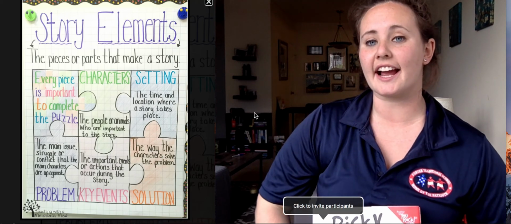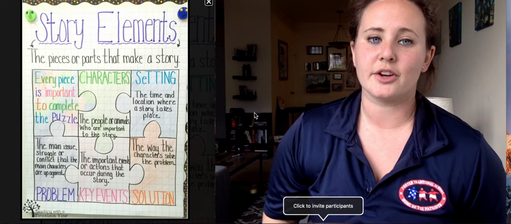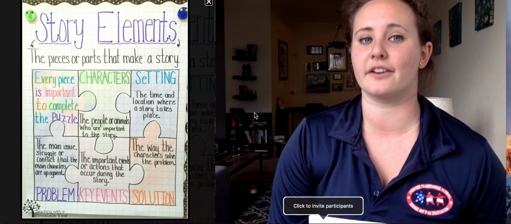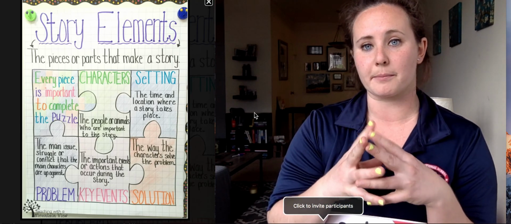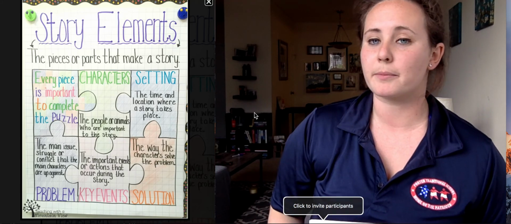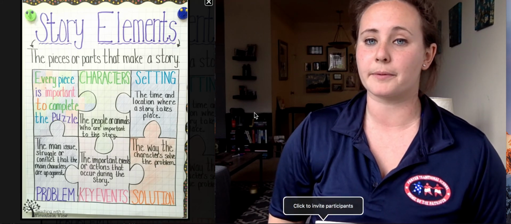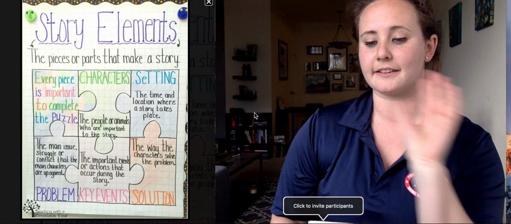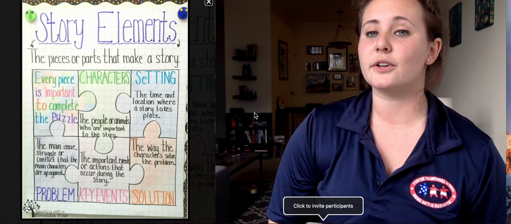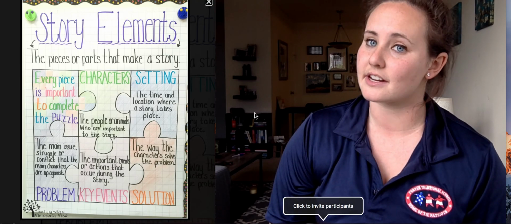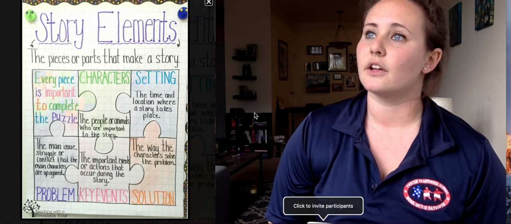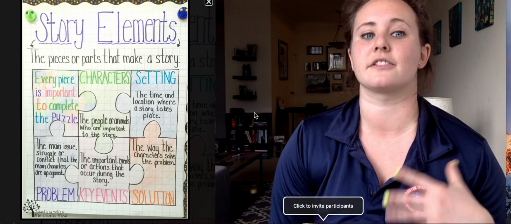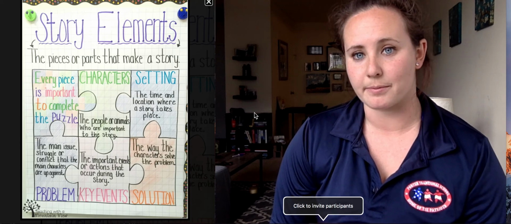Today we're going to be working on our story elements, which is just a fancy way to put things that happen in our stories, or the pieces that make up our story. Remember, all good readers think about what they're reading, so we can look back and think about the beginning, the middle, or the end, or maybe we can make some connections about what we're reading.